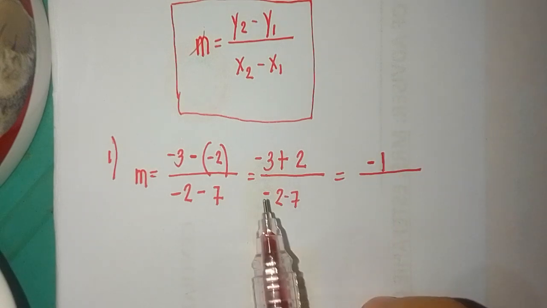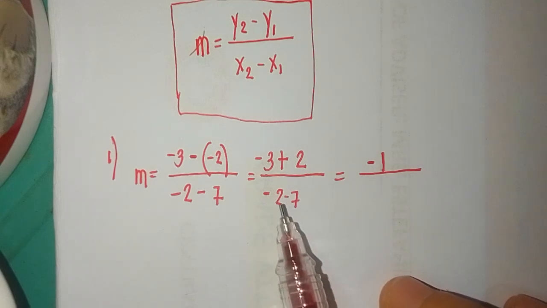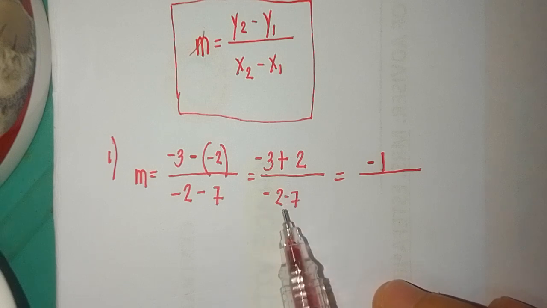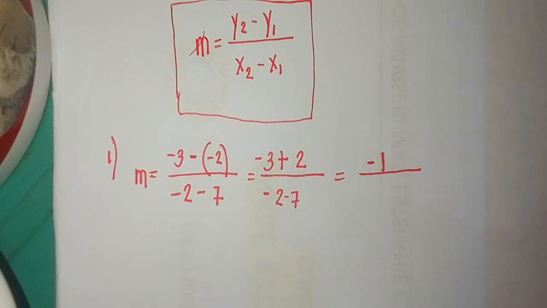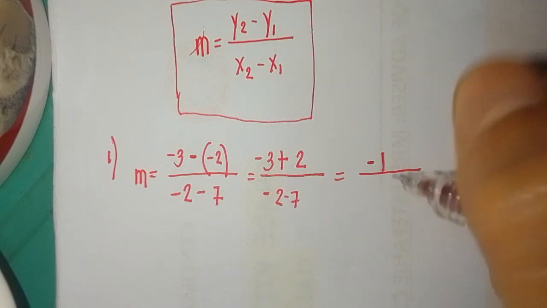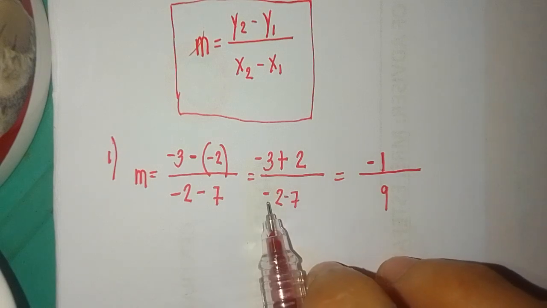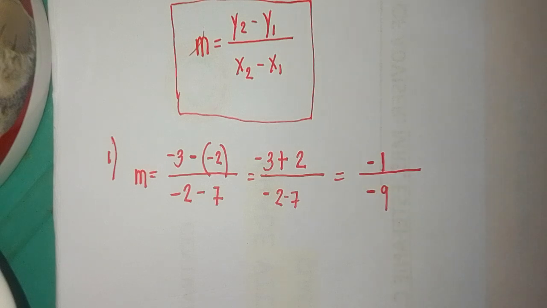Next, the denominator: negative 2, negative 7. So, let us combine these two terms. Looking at these two terms, 2 and 7 have a similar negative sign. In combining terms with similar signs, what will you do? You have to add the values. So let us add 2 and 7. That is equal to 9. Now what will happen to the sign? We will simply copy the sign. Since they are both negative, we will copy the negative sign.